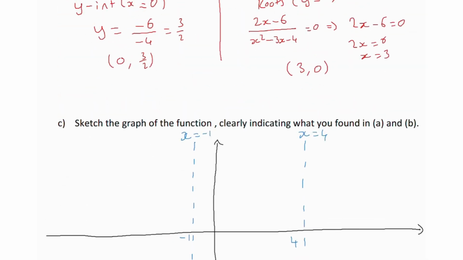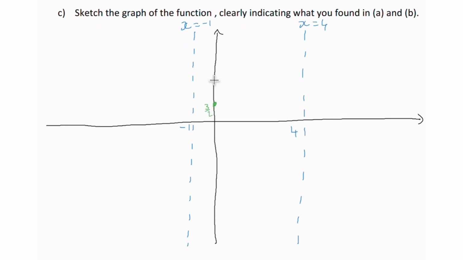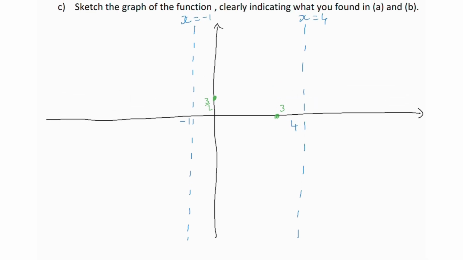Now my intercepts, my y-intercept was at 3 over 2. So that's about here. Let's go with about there. And my x-intercept was at 3. So about here in relation to that 4. Now I've got to think about what does this graph look like.